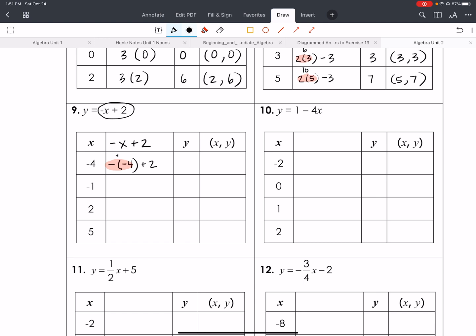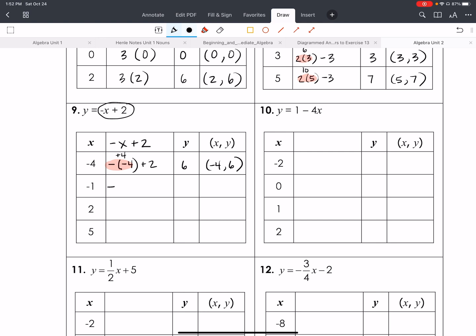In fact, it might help you to understand that whenever you see a negative in front of your x, it's really telling you to change whatever sign you have on your x. So if your x was negative 4, make it positive 4. You can think of it that way. 4 plus 2 is 6. So when I put in negative 4, I get out 6. Same thing here. If you're thinking about a negative x as just meaning the opposite of x, you would see if you put in a negative 1, you'd get out a positive 1 there.